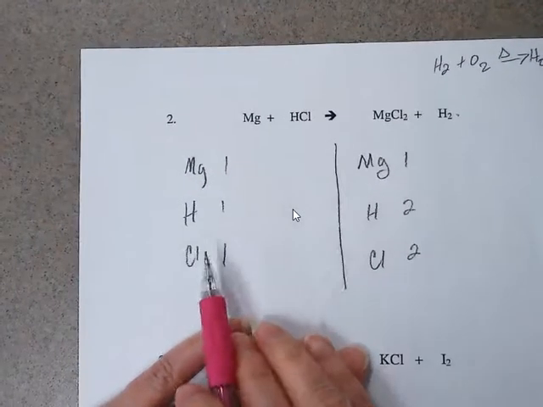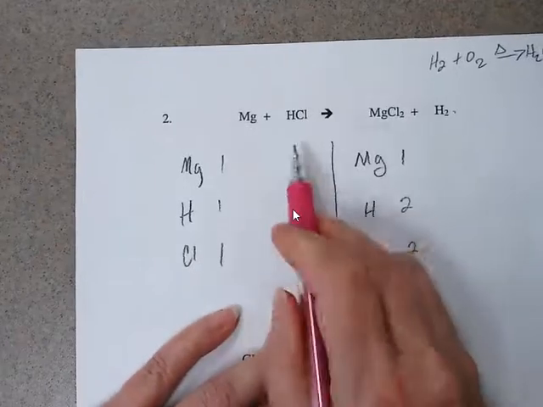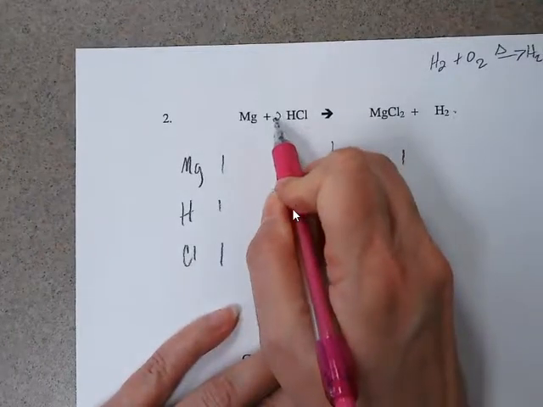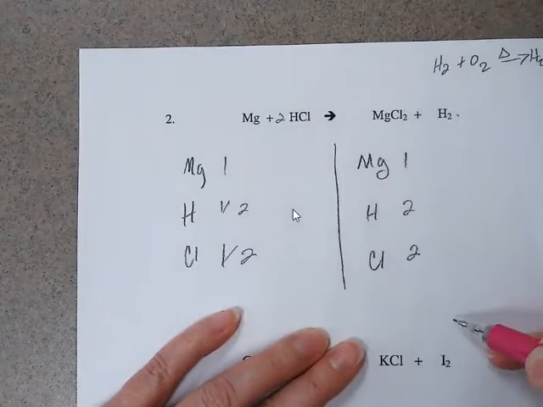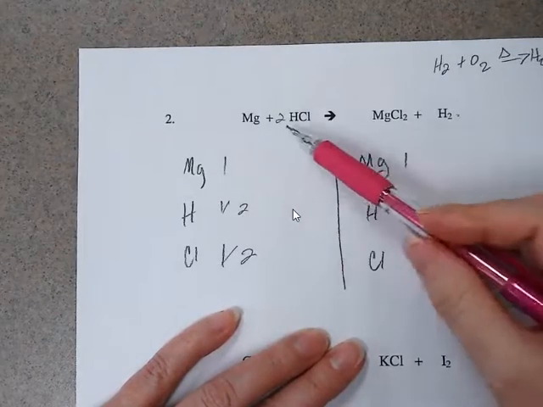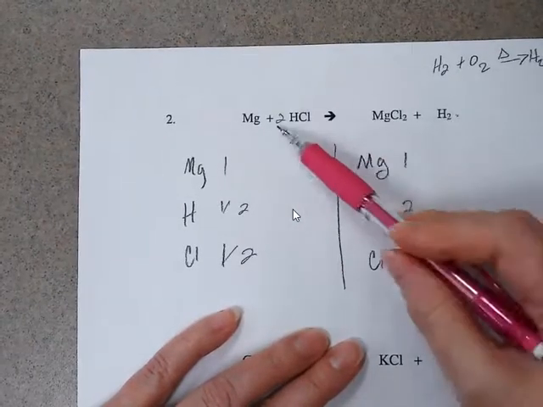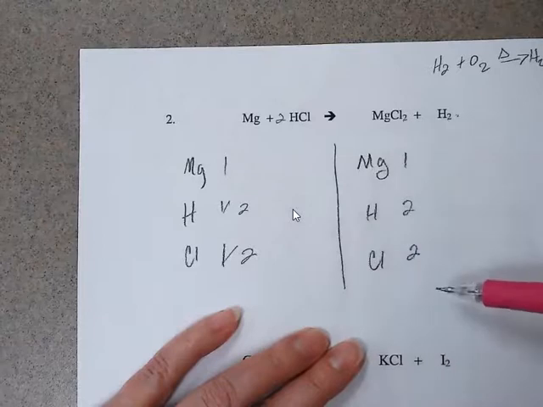So let's see. This one's easy. Look at that. We just need a coefficient of 2 right here, and then we've got a balanced equation. You see that? 1 magnesium, 2 hydrogens, 2 hydrogens, 2 chlorines, 2 chlorines.